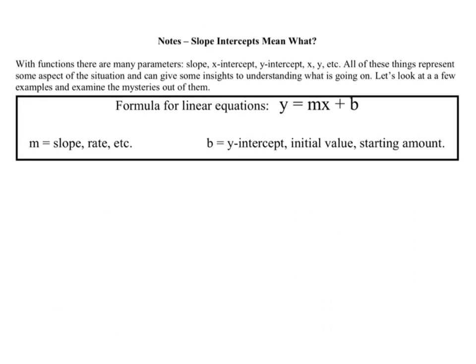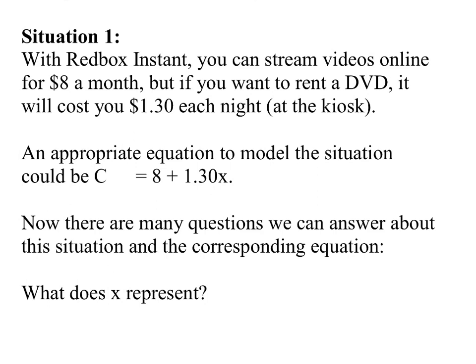And so we got a lovely example here. We got our first situation. There was a while back when Redbox was trying to get into the streaming service, and so they started Redbox Instant. You can stream videos online for $8 a month. But you could still go to the kiosk and rent DVDs or Blu-rays, and the DVDs would be something like $1.30 each night. And so that makes an equation looking like this: C equals 8 plus 1.30x.